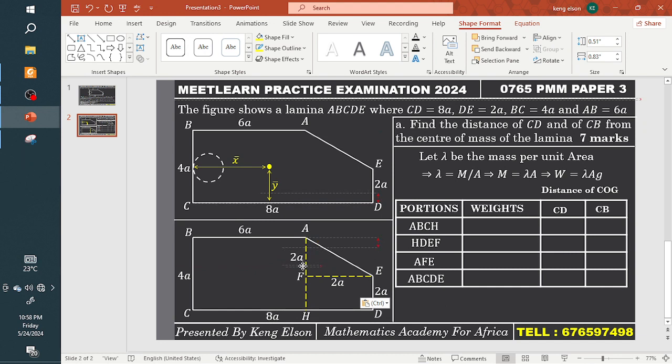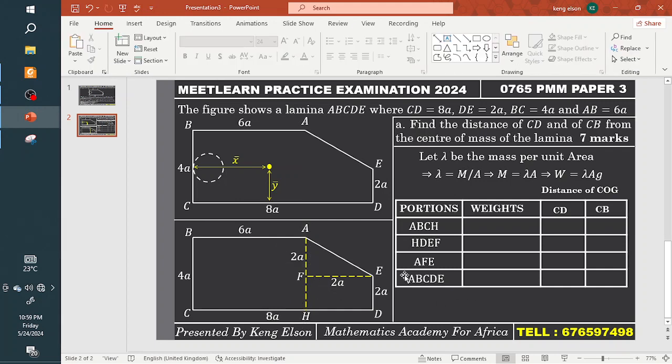Now, this height here, will it also be 2a? Let us see if it's going to be 2a. Yeah, it's going to be 2a, because this portion here is 2a and everything here is 4a, so this is also 2a. Voila. So I think that is it. So let's now find the weight. So we need to take the area.